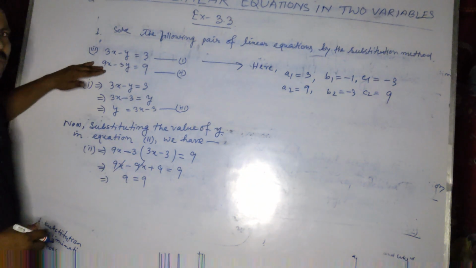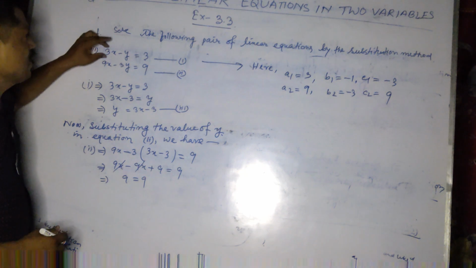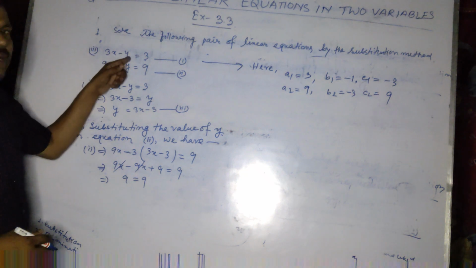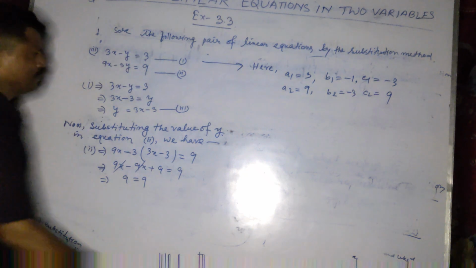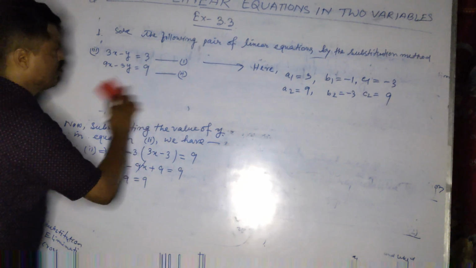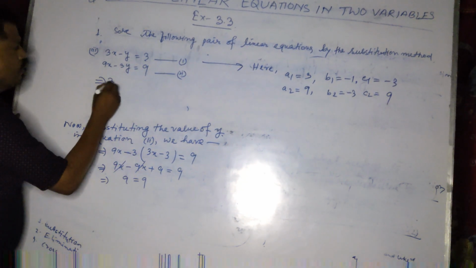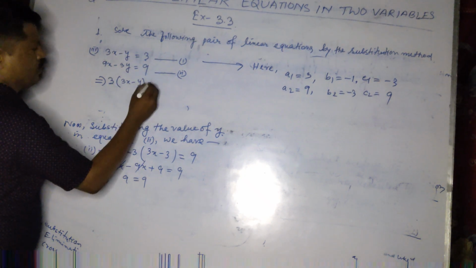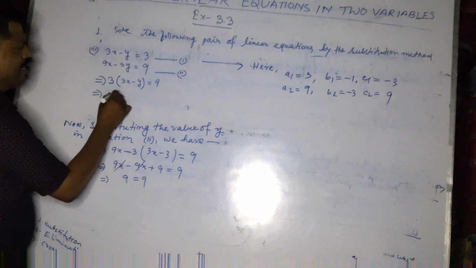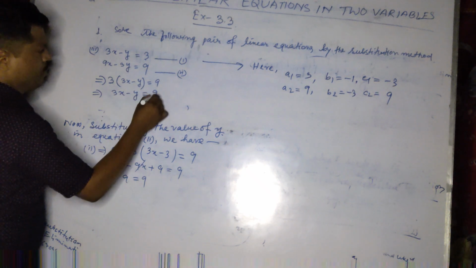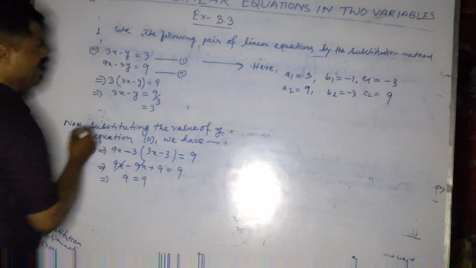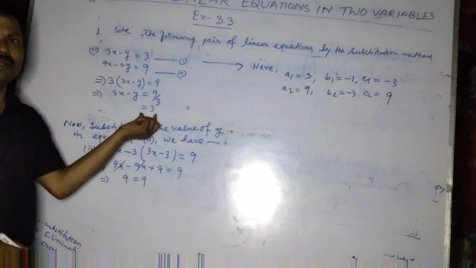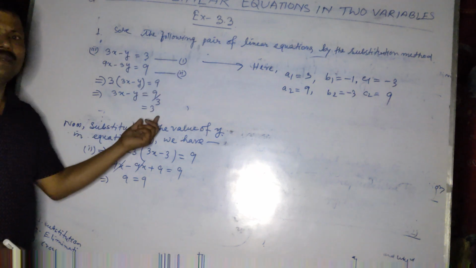Or we can take 3 common and we get the same equation. If we take 3 common, we get 3x minus y is equal to 9 by 3, that is 3. Exactly we are getting equation 1, 3x minus y is equal to 3. So equations 1 and 2 are the same.